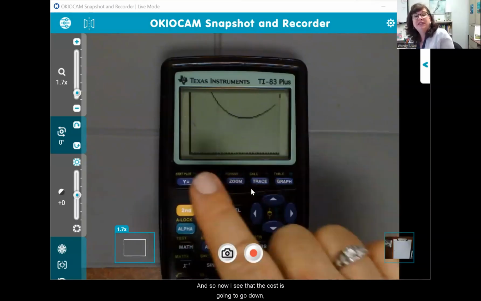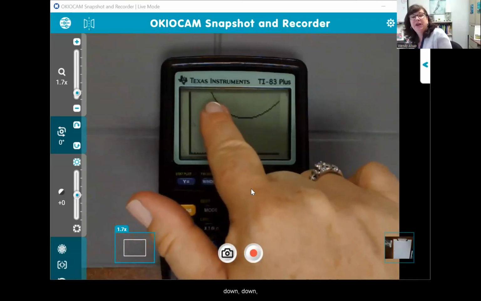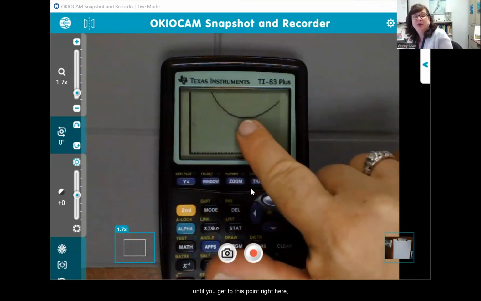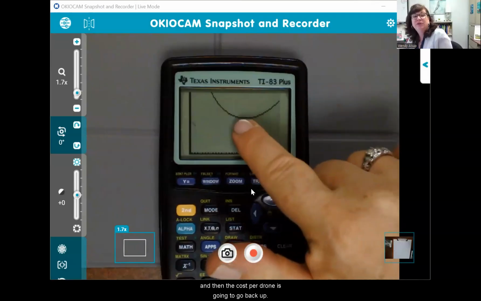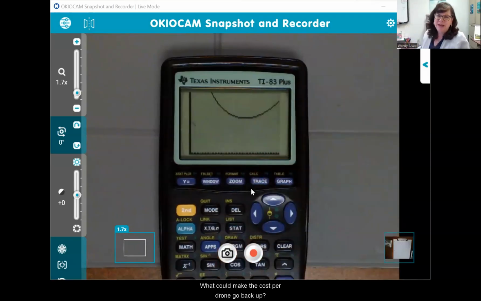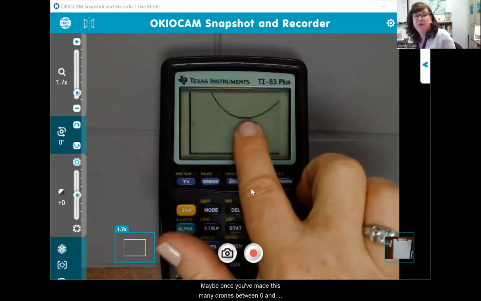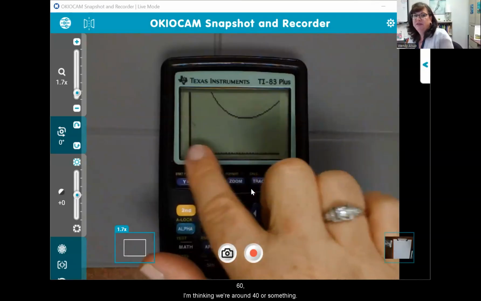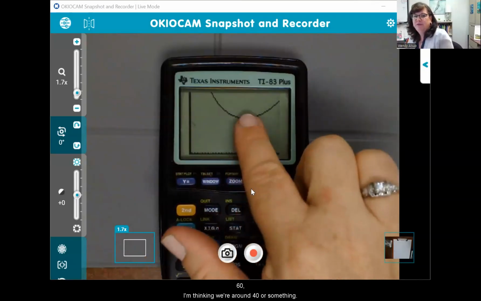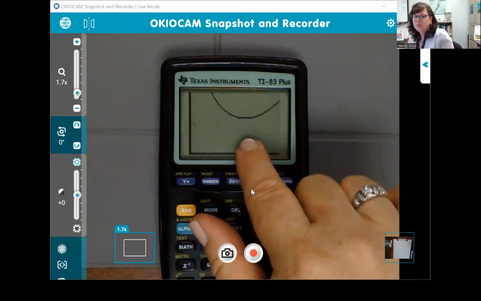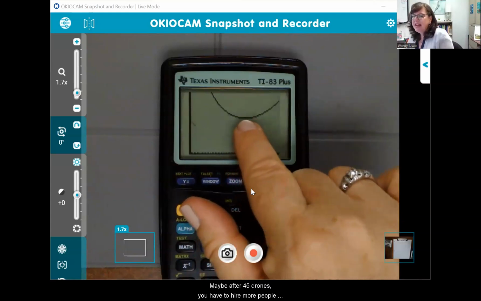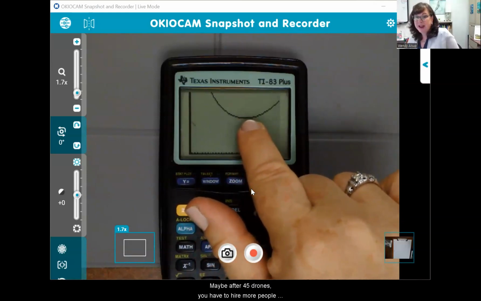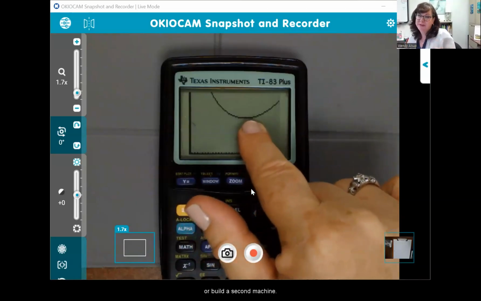And so now I see that the cost is going to go down, down, down until you get to this point right here. And then the cost per drone is going to go back up. What could make the cost per drone go back up? Maybe once you've made this many drones, between 0 and 60, I'm thinking we're around 40 or something, 45. Maybe after 45 drones, you have to hire more people or build a second machine.